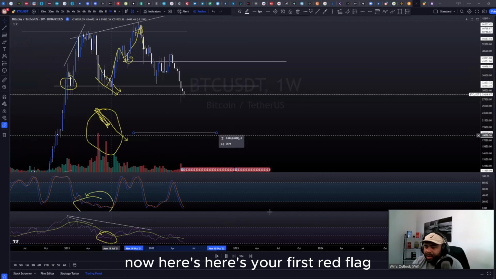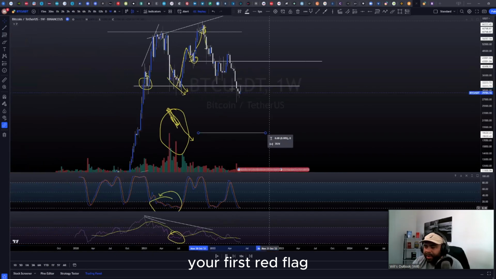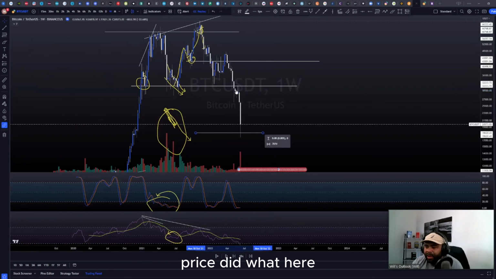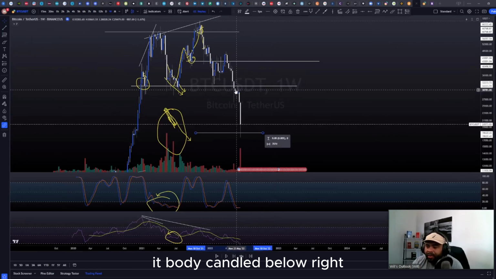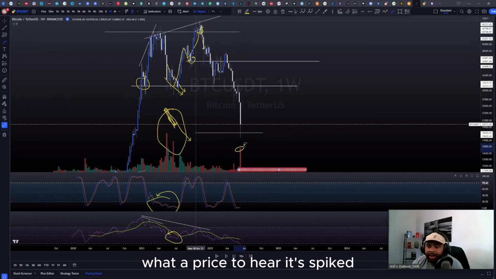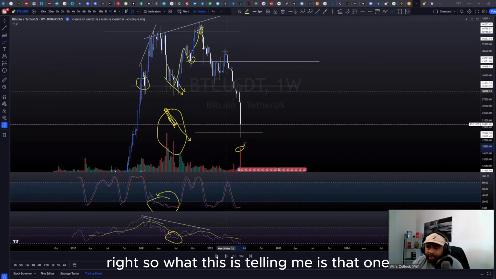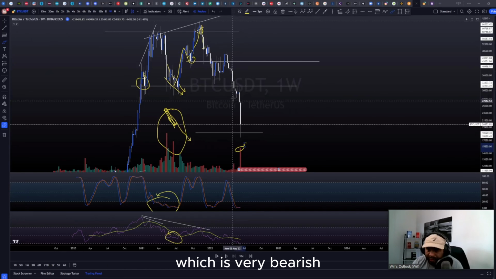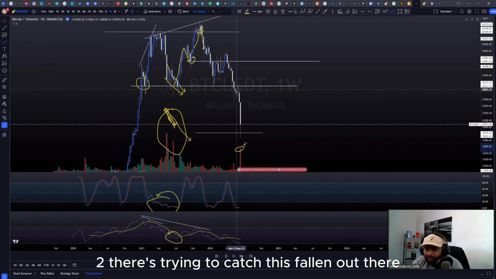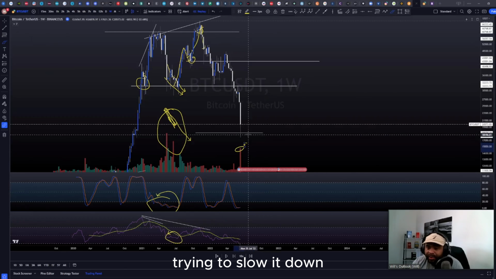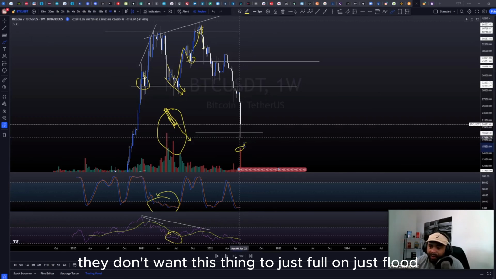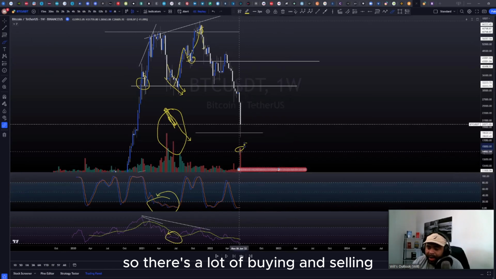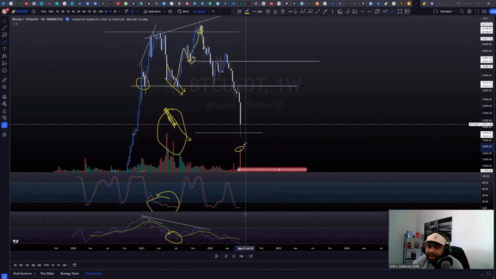Now, here's your first red flag. Price did what here? It body candled below, right? Body candle below. Now, what did price do here? It spiked, right? So what this is telling me is that, one, we got below support, which is very bearish. Two, they're trying to catch this falling knife. They're trying to slow it down. They don't want this thing to just full on flood. So there's a lot of buying and selling in a single candle. So we're probably going to catch the falling knife a little bit here, right?